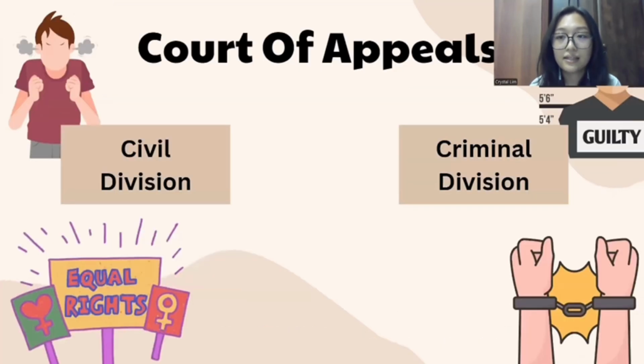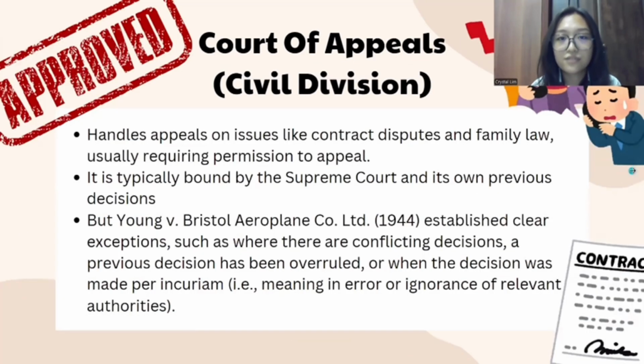Besides, the second highest court is known as the Court of Appeal. Unlike the Supreme Court, the Court of Appeal is divided into civil and criminal divisions. As for the civil division, it handles appeals on issues like contract disputes and family law, and it usually requires permission to appeal. It is typically bound by the Supreme Court and its own previous decisions.